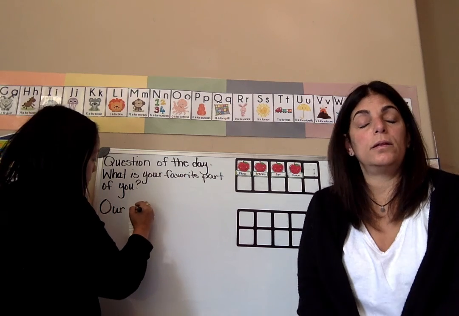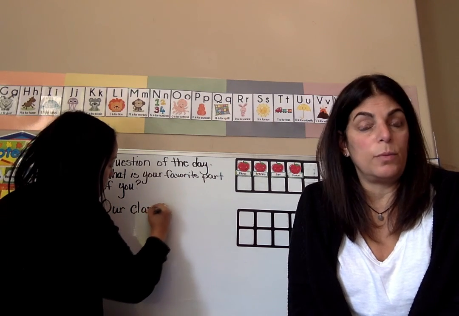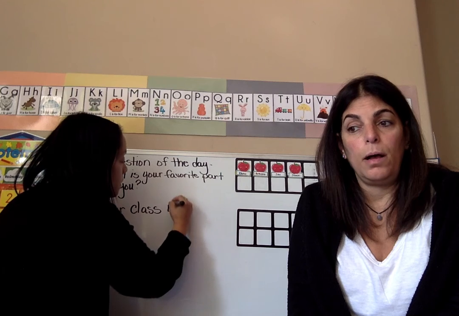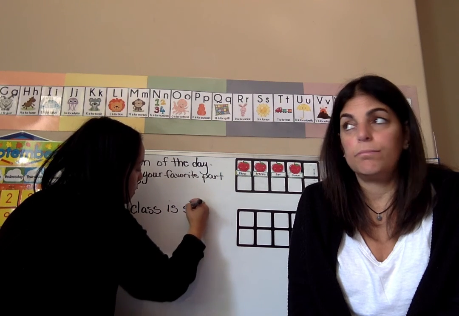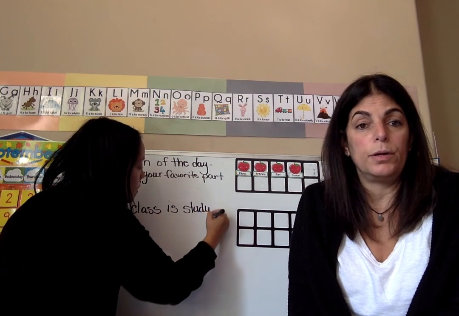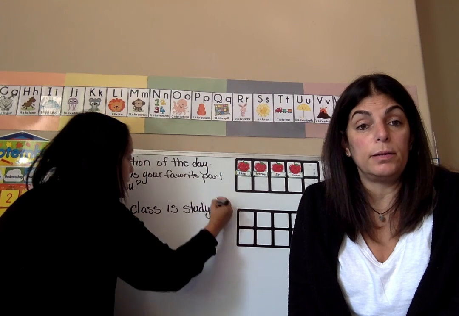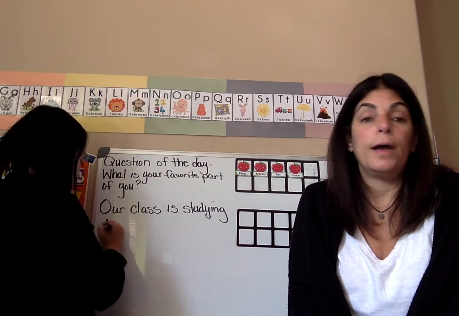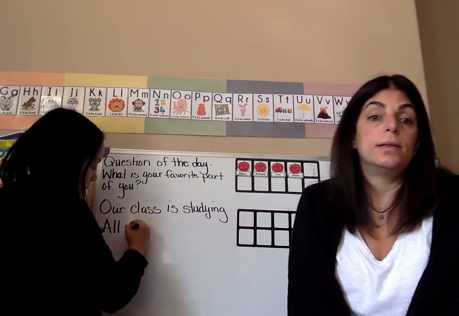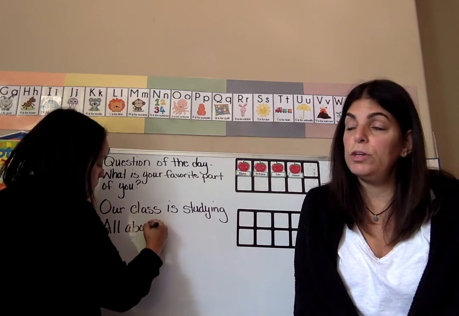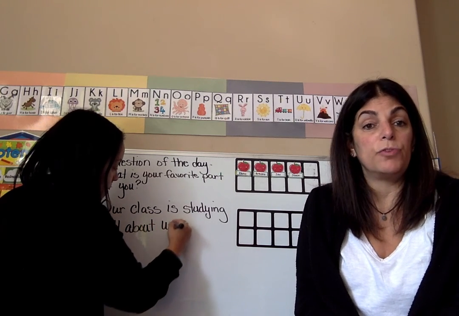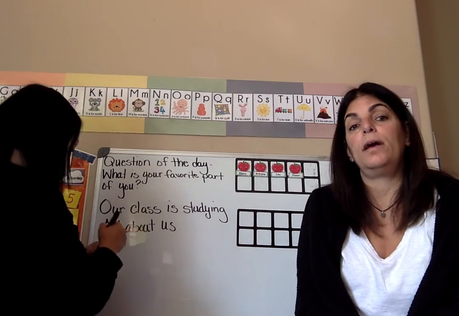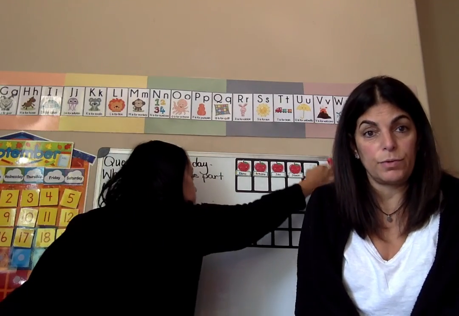Our class is going to learn all about us. That's what we're going to focus on this study web. We're going to do all about us, and we're going to learn about all kinds of things about you and all kinds of things about me and Miss Gigi. Every one of us is special in a certain way, and we're going to find out what makes us all so special.